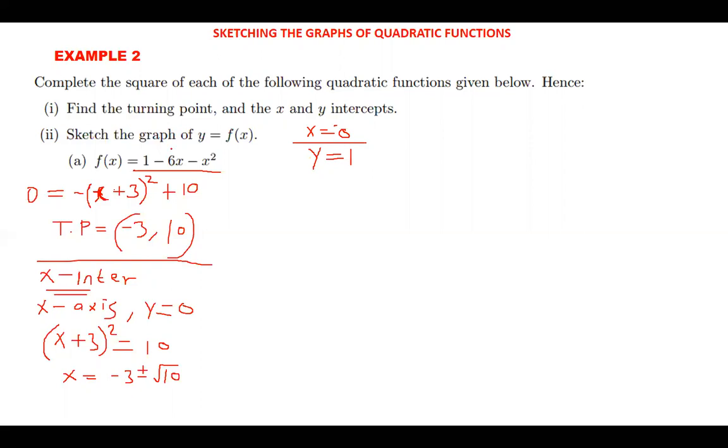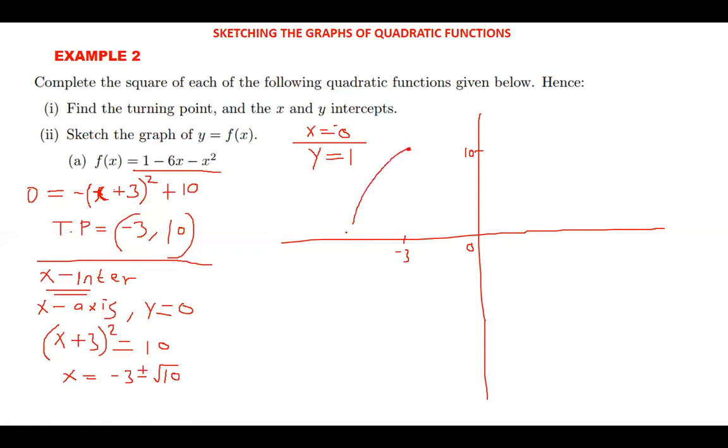So now we move on to sketching the curve. As usual, you write your x-y plane like that. So where is our turning point? Our turning point is at -3, 10. I'll put -3 somewhere there, comma 10, and I'll put my 10 somewhere there. So that is the point. So this is my turning point, and then I'll sketch something like that.